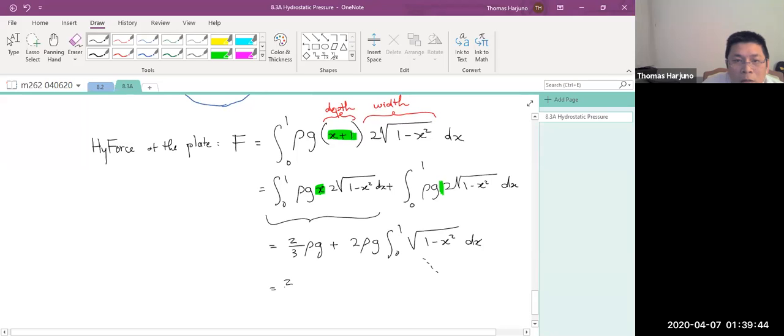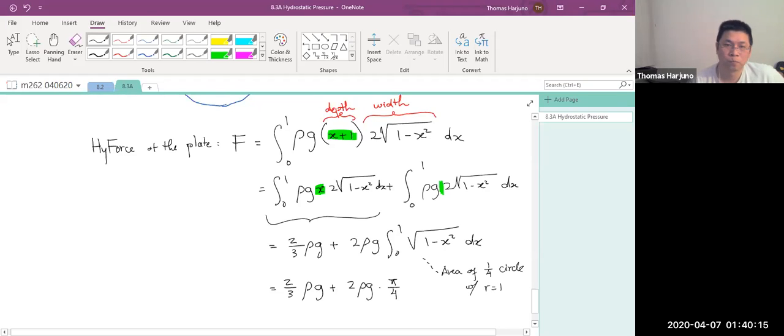I happen to be able to compute that fast enough. That's pi over 4. The reason is this is the area of a quarter circle with radius 1. Okay, now then you simplify that yourself.